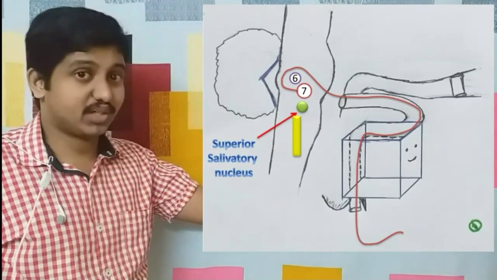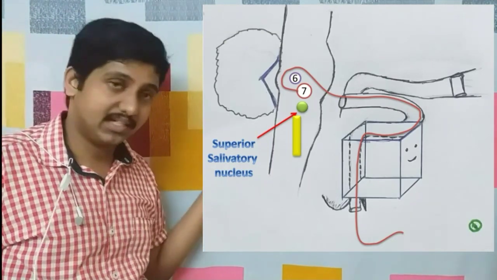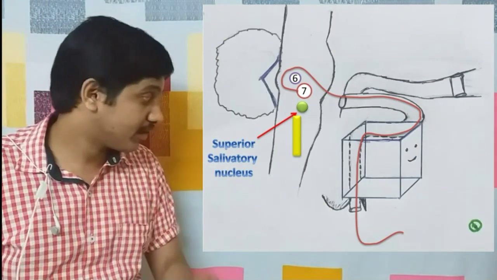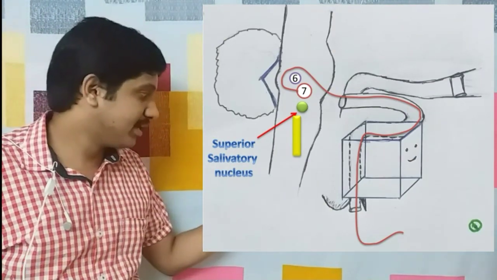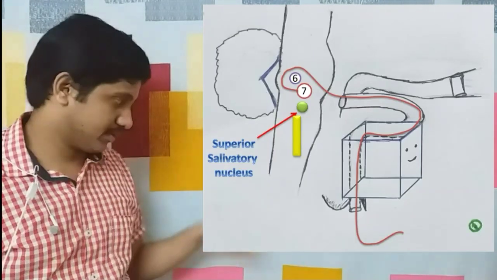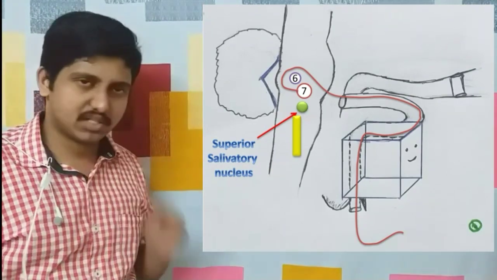And the motor nerve in it also goes like this and comes out of the skull through the stylomastoid foramen. Why is it called the stylomastoid foramen? Because it is between our styloid process as well as the mastoid process.